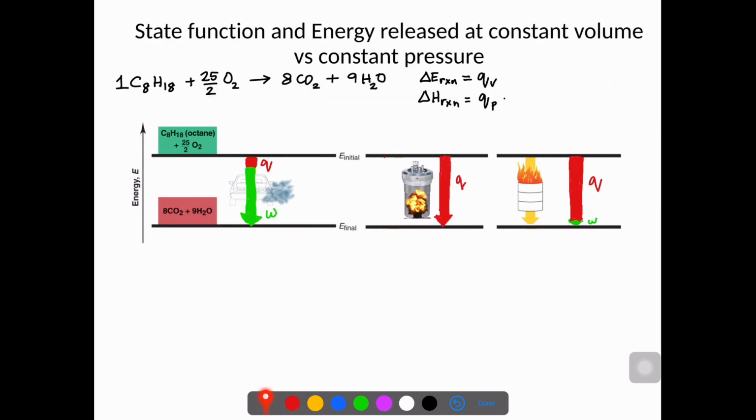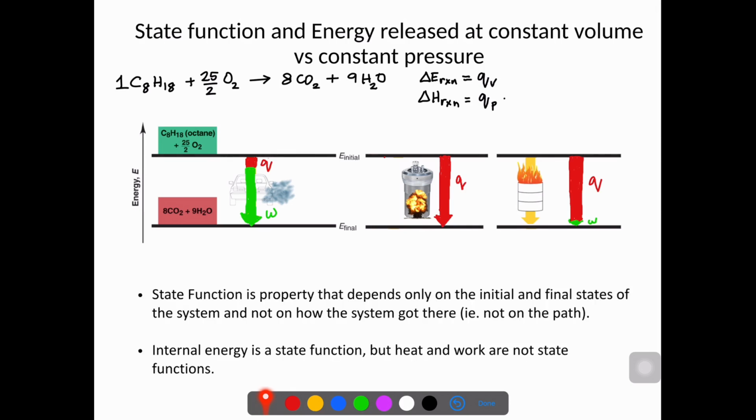Okay, there is something else I want to point out. I want to talk about something called a state function. A state function is a property that depends only on the initial and final states of the system and not how the system got there. That means it doesn't depend on the path that it took. One example is altitude. For example, let's say you are climbing a mountain. Okay, think about altitude versus the distance traveled.